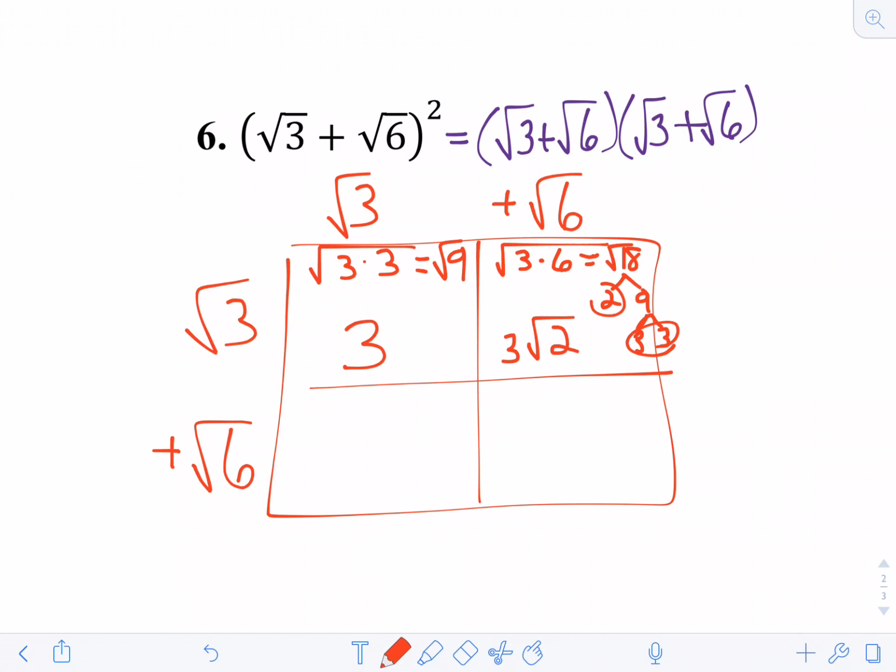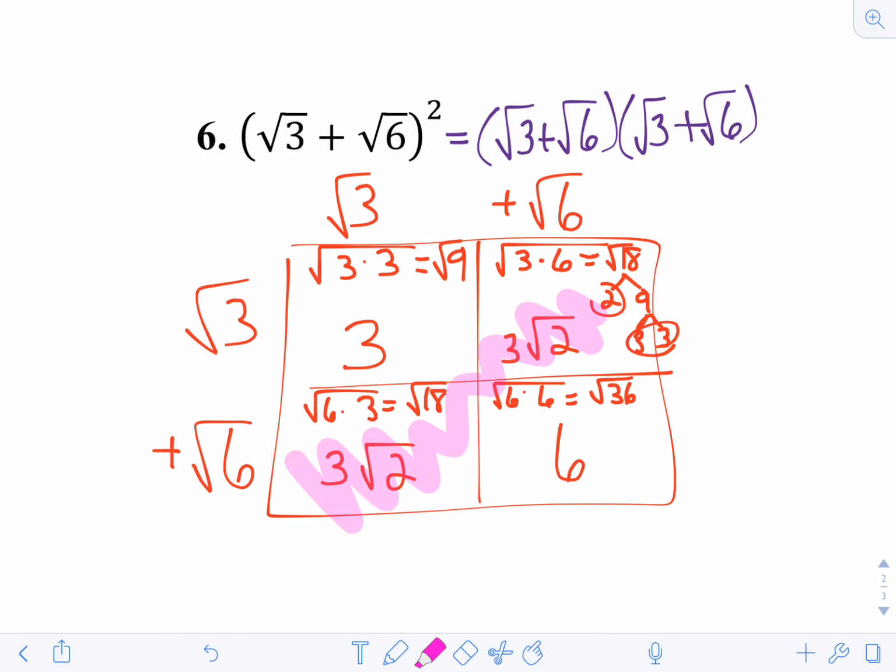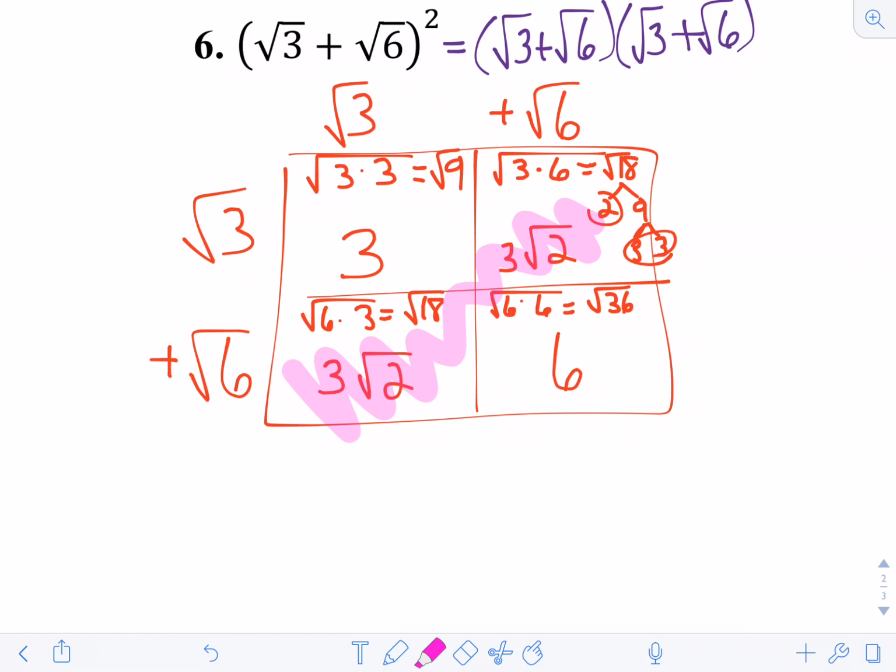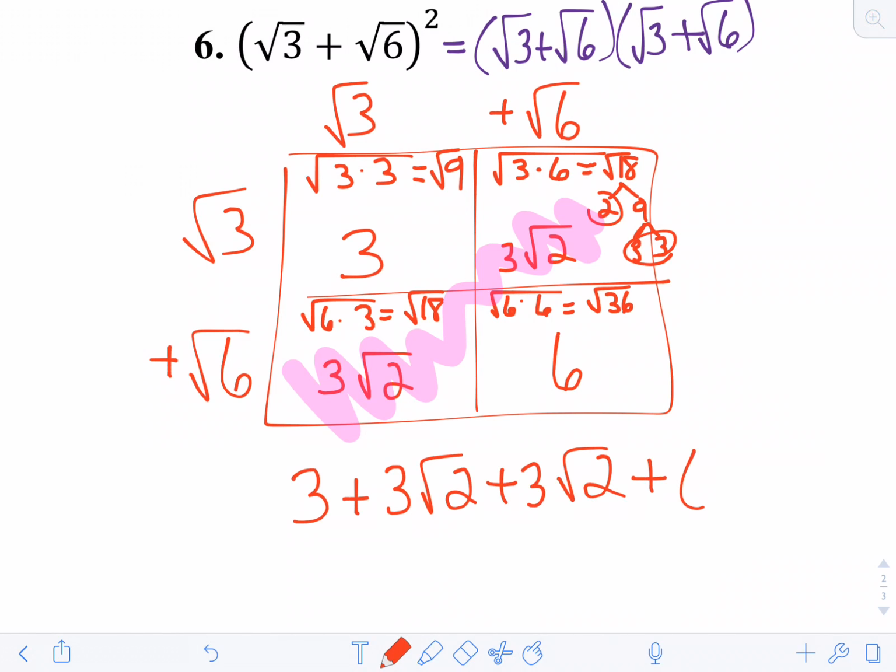Okay, again, you have 6 times 3, which is equal to your square root of 18, and again, that reduces down to 3 square roots of 2. And then here you have the square root of 6 times 6, which is the square root of 36, and the square root of 36 is 6. Again, you just highlight what you have right here in the diagonal. So we have a 3 plus 3 square root of 2 plus the 3 square root of 2 plus 6.